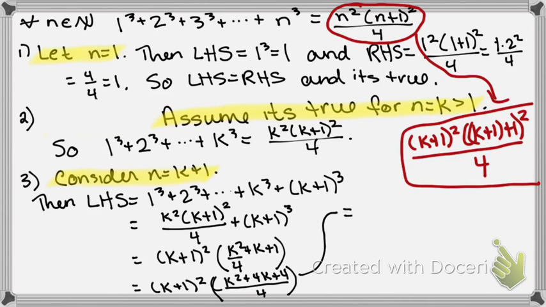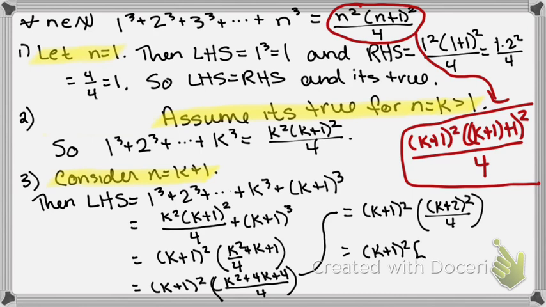So this is equal to k plus 1 squared. Notice that's k plus 2 squared over 4. So now I can make it look just like I wanted it to. So k plus 1 squared times k plus 1 squared divided by 4, which is the right-hand side. And we did it. So, I'm sorry, my head's right in the way.